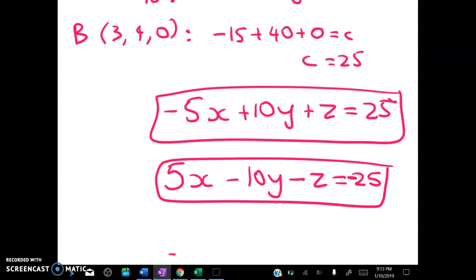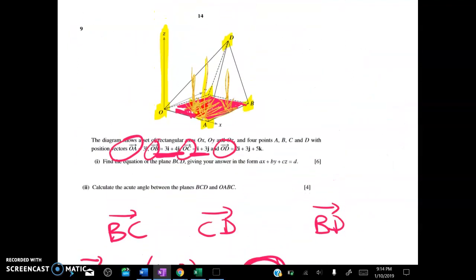Now you don't have to use the vector product. If you want to do it using another method, I suggest you go look at the mark schedule, because I'm not going to go all the way through it doing simultaneous equations, but you can. Right, and that method's also done really well and really slowly in the textbook. Let's move on to finding the angle between those two planes.